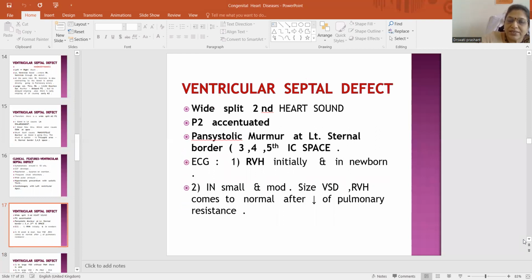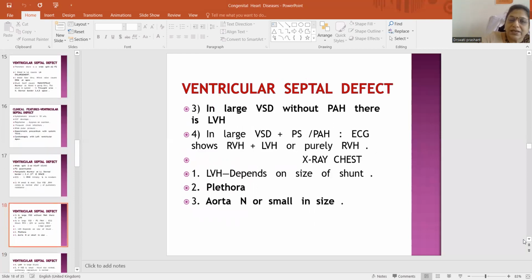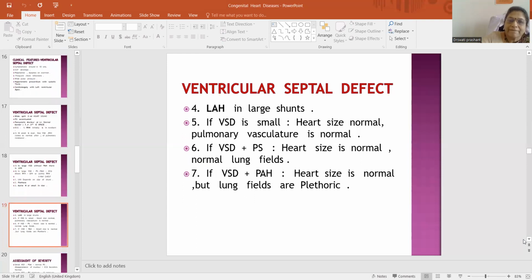In small and moderate size VSD, right ventricular hypertrophy comes to normal after the decrease of pulmonary resistance. In large VSD without PH, there will be left ventricular hypertrophy, and the lungs will be plethoric. LVH depends on the size of the shunt. Aorta is normal or may be small in size. Left atrial hypertrophy is seen in large shunts. If the VSD is small, heart size is normal and pulmonary vasculature is normal.